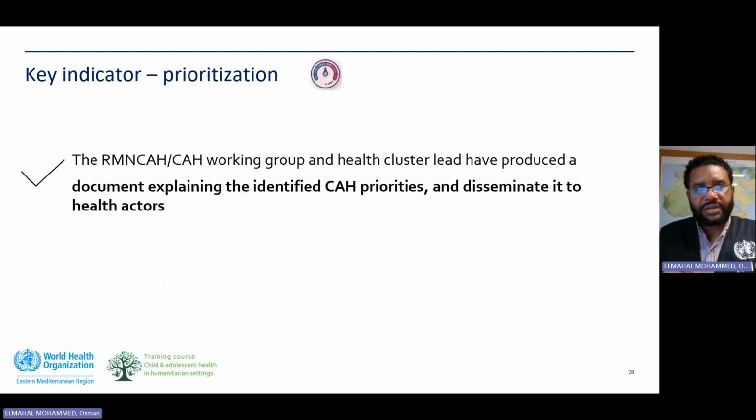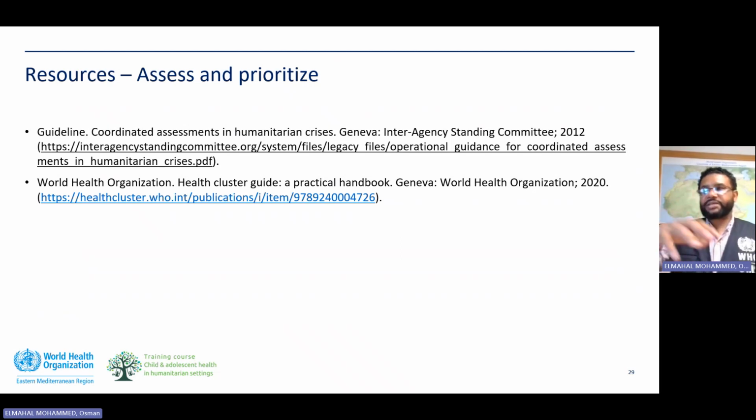So an indicator of a good prioritization is that the working group and health cluster lead have produced a document explaining the identified prioritization and disseminated it to the health actors. So this is the nutshell of the discussion: we need to include child and adolescent health in the assessment, using the different assessment tools that we walked through, and then come up with prioritization of the interventions based on these criteria, and make sure that the health cluster lead is part of this process.